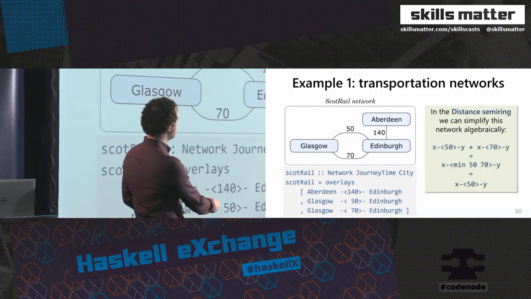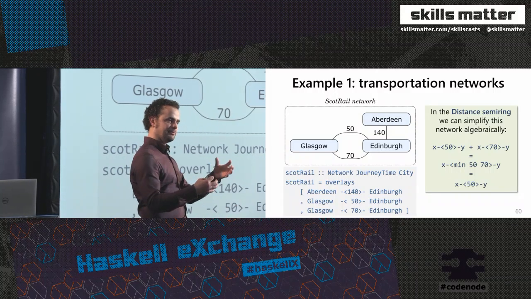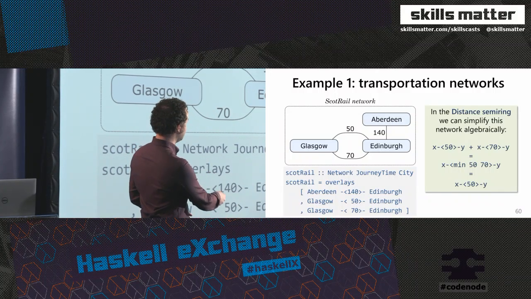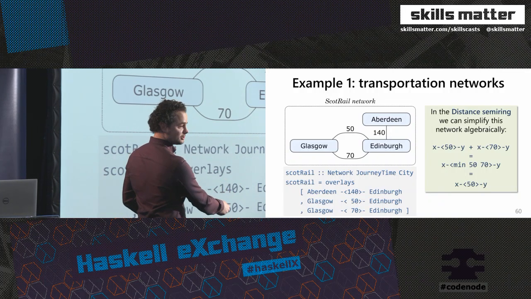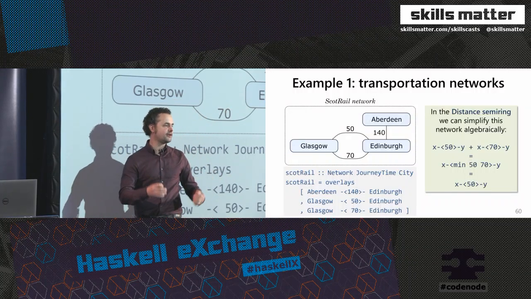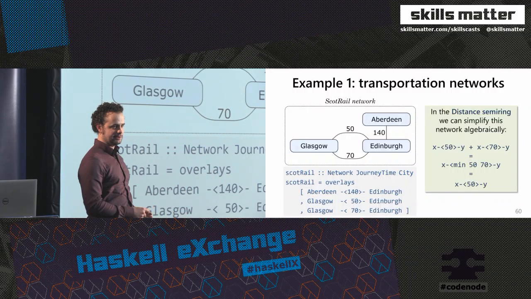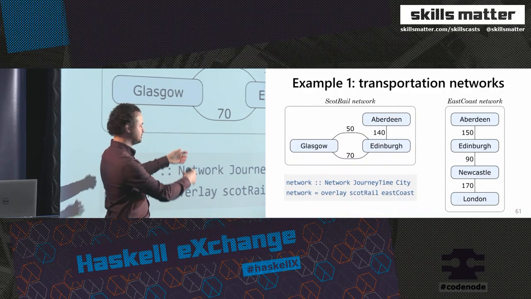So there will be this law that you can compose edges with the same endpoints by applying the operator we use for parallel composition of labels, right? So we can say that, for the semiring of distances, this is exactly the same as this expression. It doesn't make sense to have this longer road if all you care about is how fast you can get from Glasgow to Edinburgh. We can also put together two of these networks using the overlay operator.